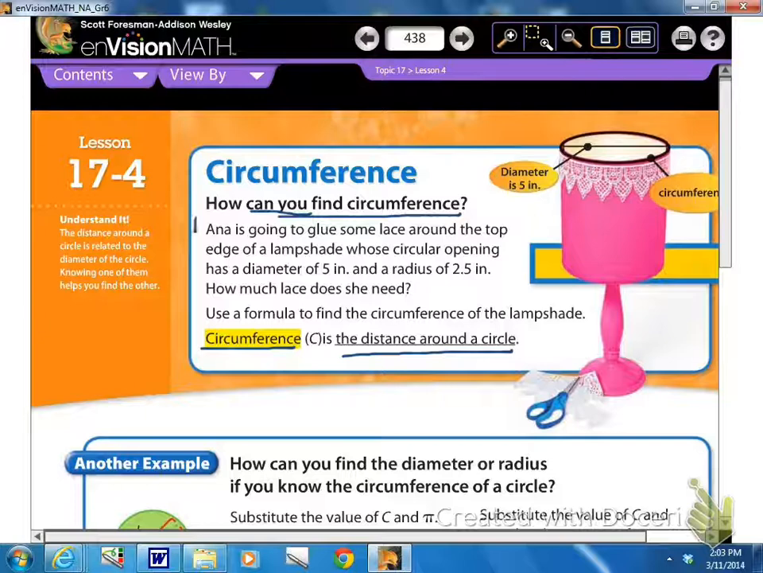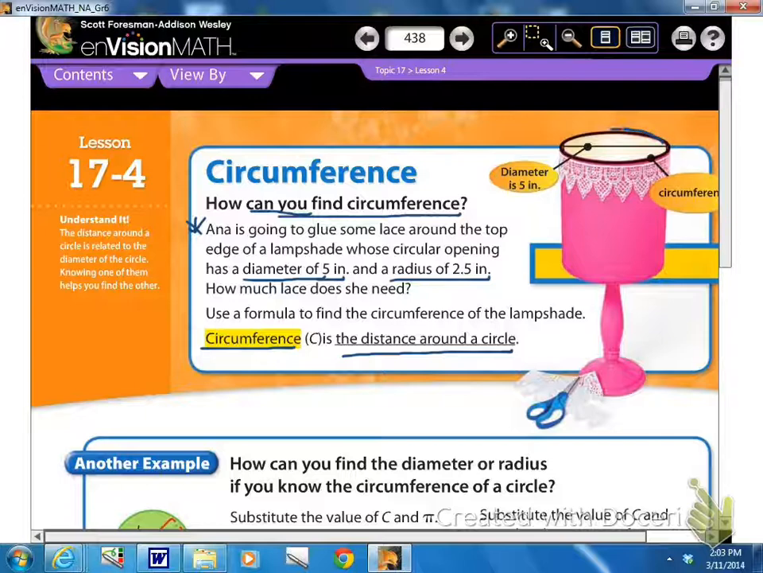So here's our question. Anna's going to glue some lace around the top edge of a lampshade whose circular opening has a diameter of 5 inches, a radius of 2.5 inches. How much lace does she need? So we're going to use the formula to find the circumference of this lampshade.